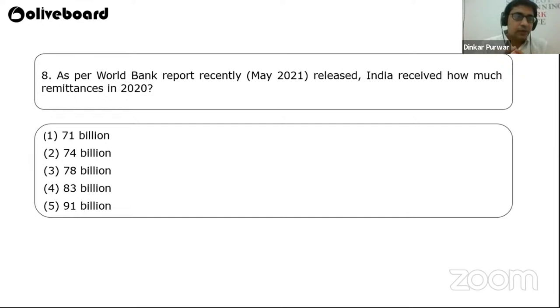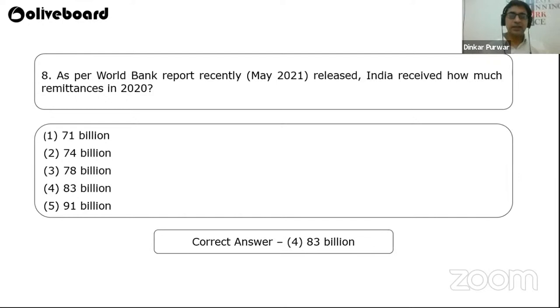Okay. Nilesh is saying the answer is D, that is 83. Millie is saying 83. Vicky is saying 83. Millie is not sure of this answer. Okay, no problem. Nitin is saying $83 billion. Saurabh is saying 83. Amit is saying 83. Okay, great. So let's see the answer of this question, guys.